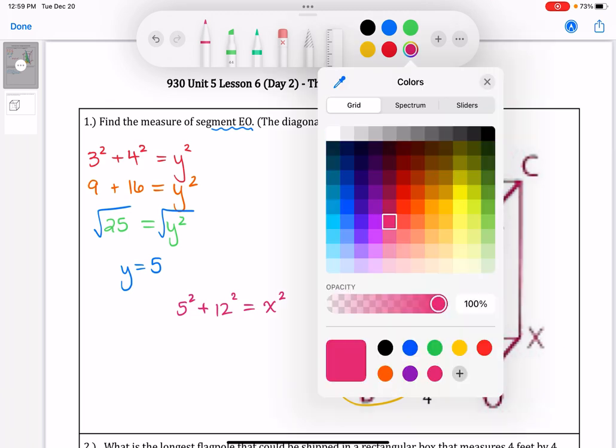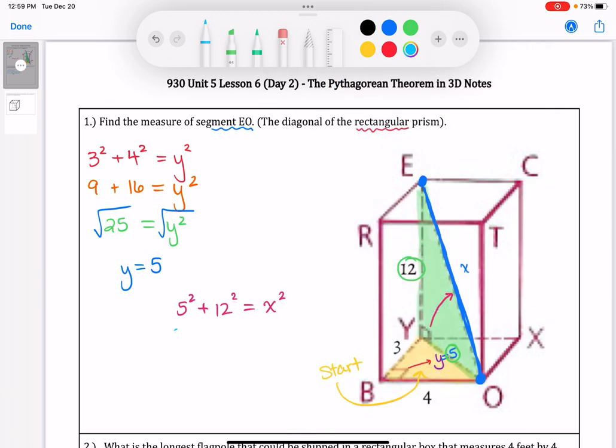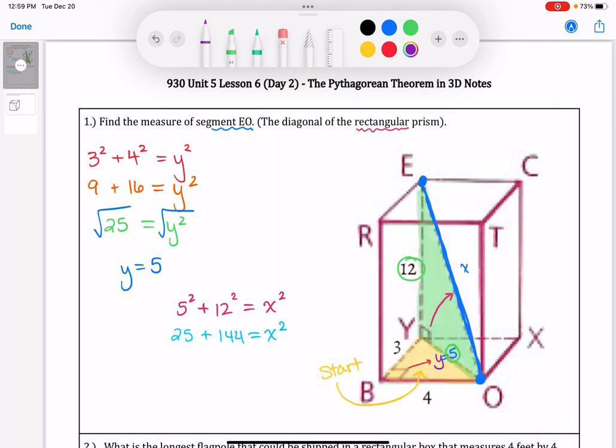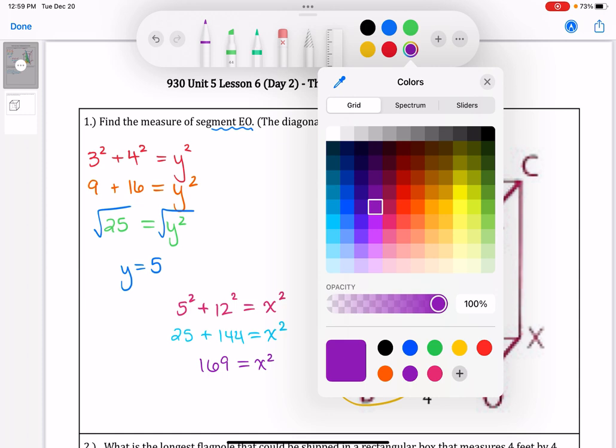And again, hopefully once you get to this point, things are feeling pretty good. So I have 25 plus 144 equals x squared. And then after that, I get 169 equals x squared. And I take the square root.